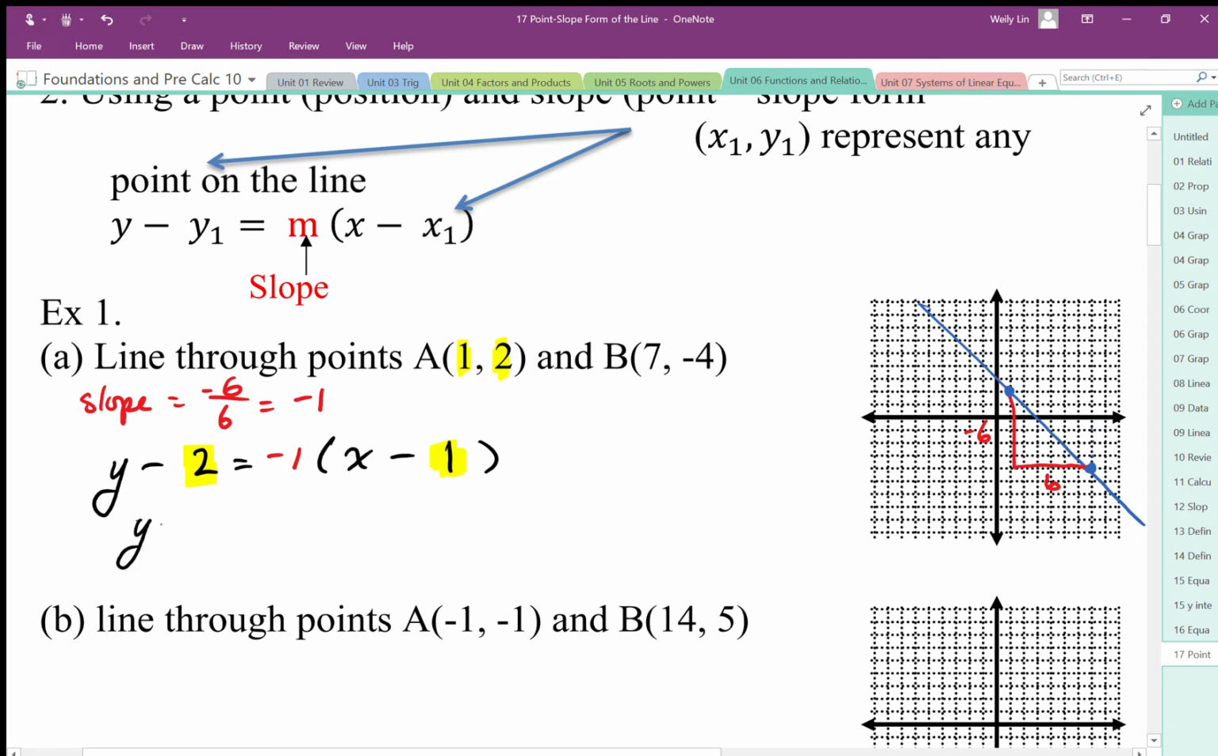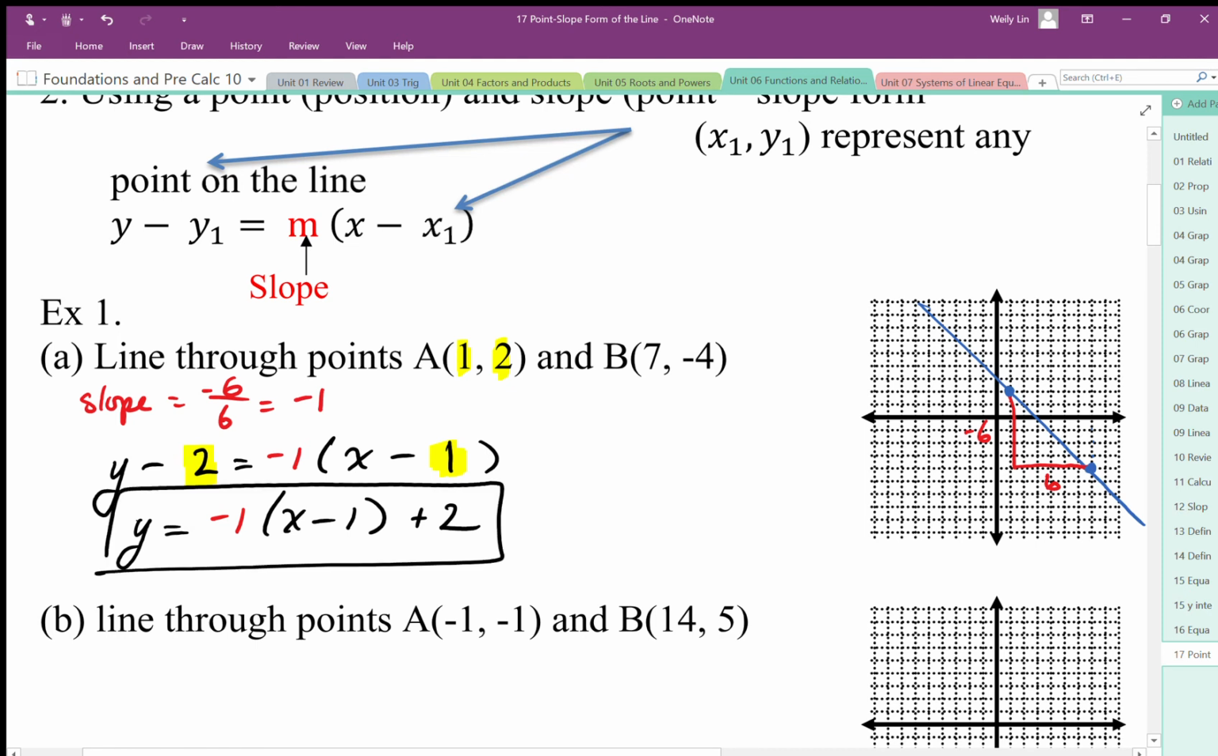Now, I personally like to write it so that it's y equals, so that it's a function. So I'm going to write it as my y equals function: y equals -1 times (x minus 1), and I'm going to add the 2 to this side, so it's +2. When you do it this way, you just have to remember that the x is going to be backwards, it's going to be minus, and the y, if it's +2, shows up as +2 on this side. And there's my equation in function form.